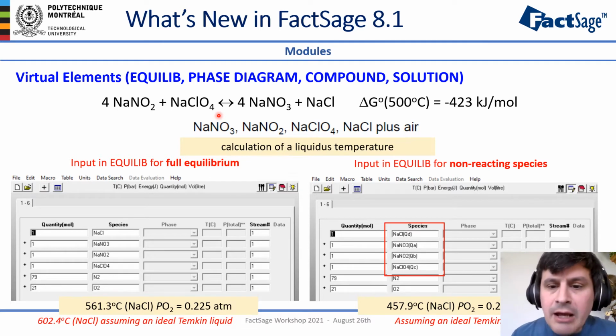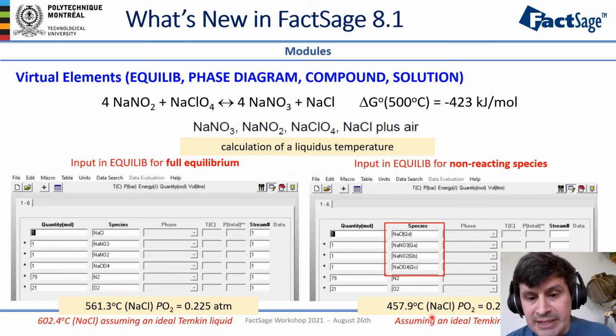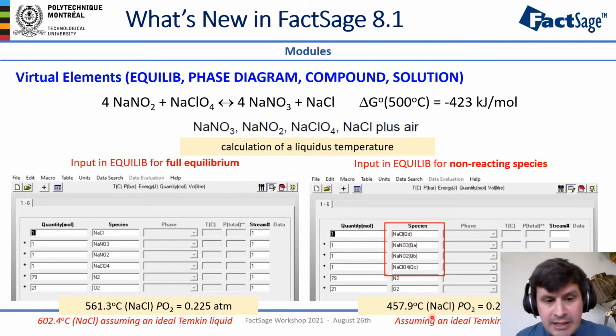Now, if I want to constrain kinetically using virtual species, I simply have to add a virtual element to my 4 salts. Randomly, I put QA, QB, QC, and QD to the 4 different salts. Now, none of them can react because they are associated with an element that can go nowhere else than in that phase. So if I compute now the equilibrium, I will find that the liquidus temperature is at around 460 degrees Celsius and the partial pressure of oxygen stays at 0.21 atmospheres. The reaction is then constrained.